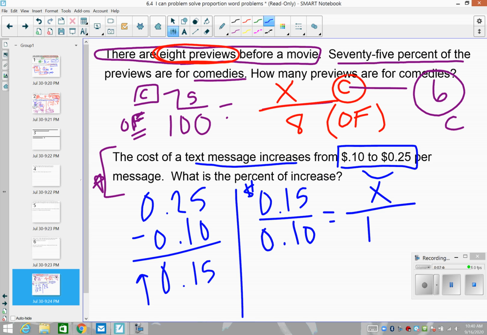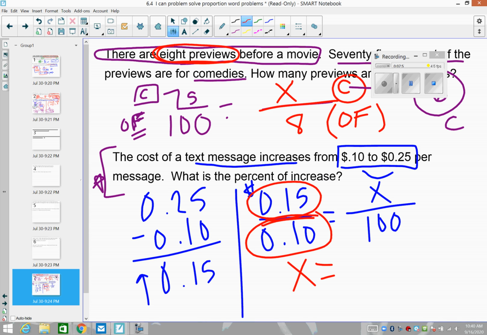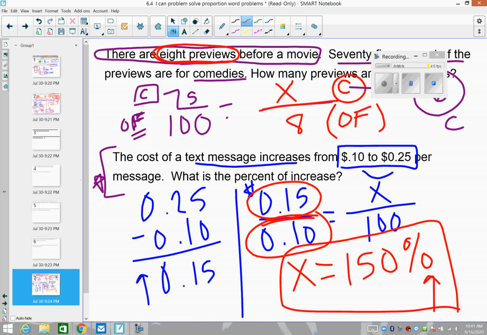So what percent did we increase in cost for text messages if the change was 15 and the original price was 10? Taking cross products and solving, you tried it. You should have come up with a 150% increase in price per text message. That might have panicked you a little bit: how did we get greater than 100? The only time we can get greater than 100 is when there is a percent of change happening. So that's a great example on that.